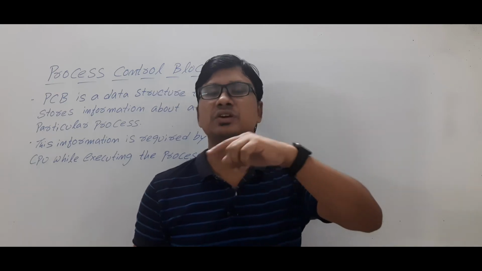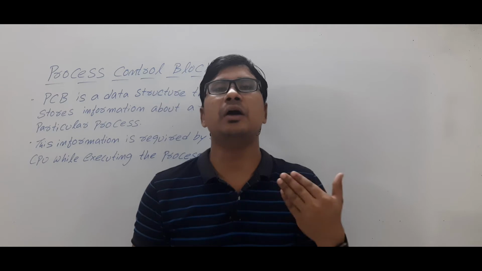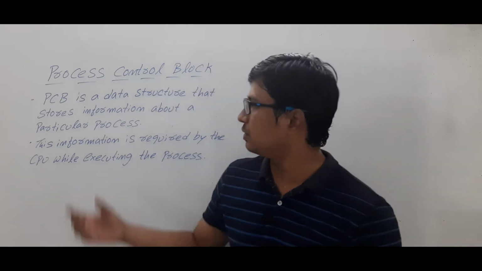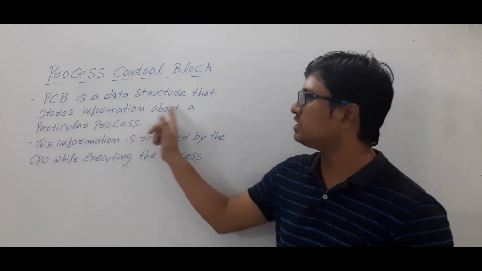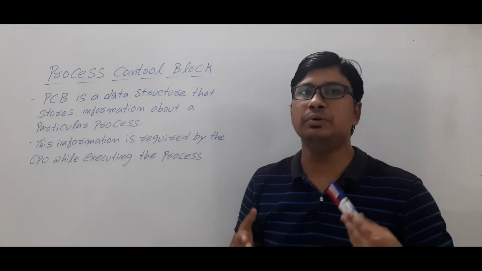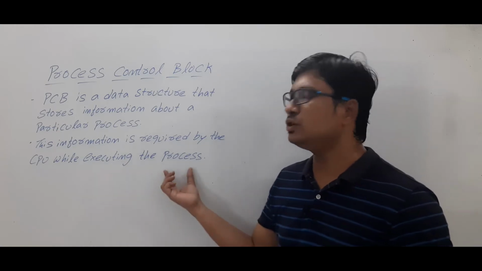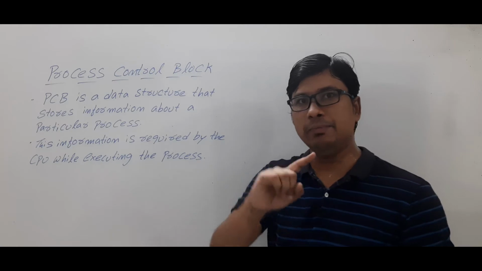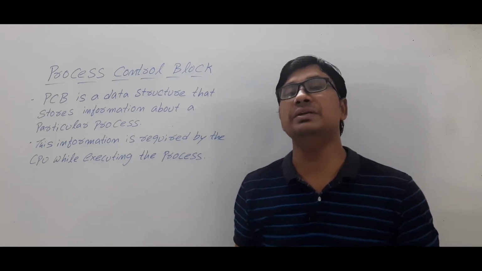PCB, which is a process control block, is a data structure which stores the information about a particular process. Look here, PCB is a data structure that stores information about a particular process, and whatever information is available in the PCB will be useful to the CPU while executing the process. And remember one important point, each process will have its own PCB.